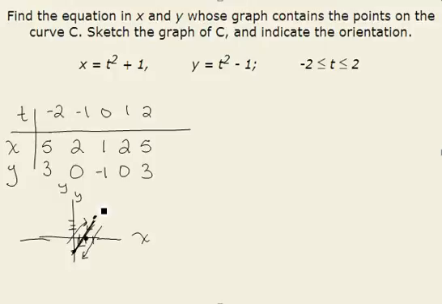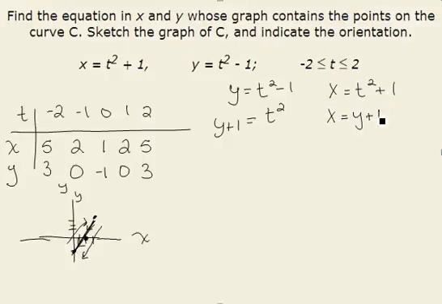To find the equation, we could solve for one of these in terms of the other. I would see that y is equal to t squared minus 1, or t squared is equal to y plus 1. I could go ahead and plug in t squared into my equation, where x is equal to t squared plus 1. Therefore, I get x is equal to y plus 2.